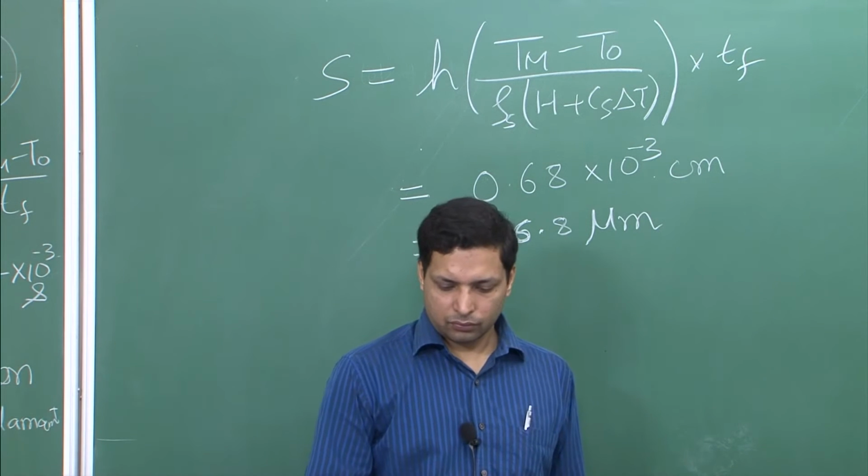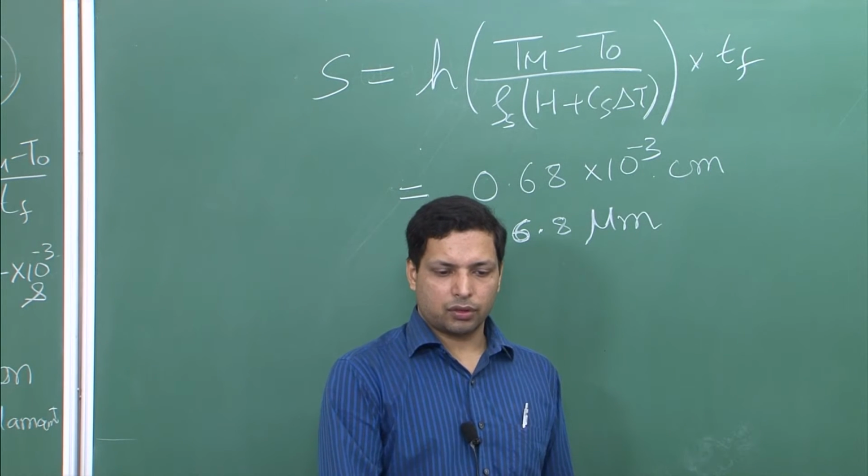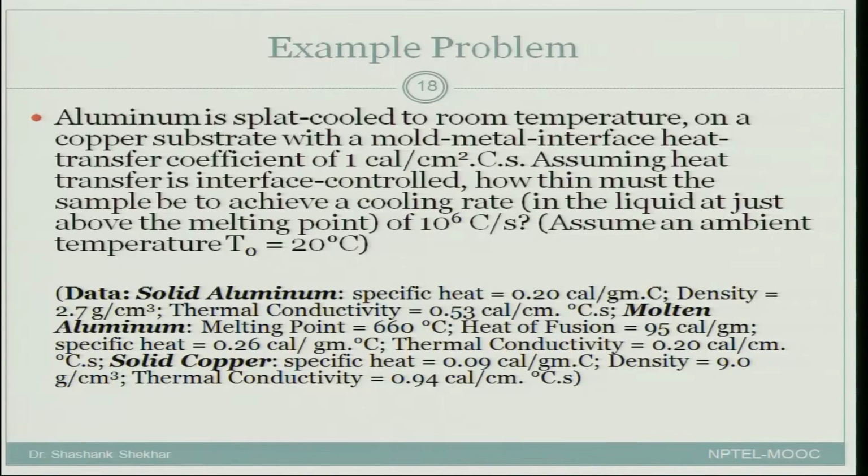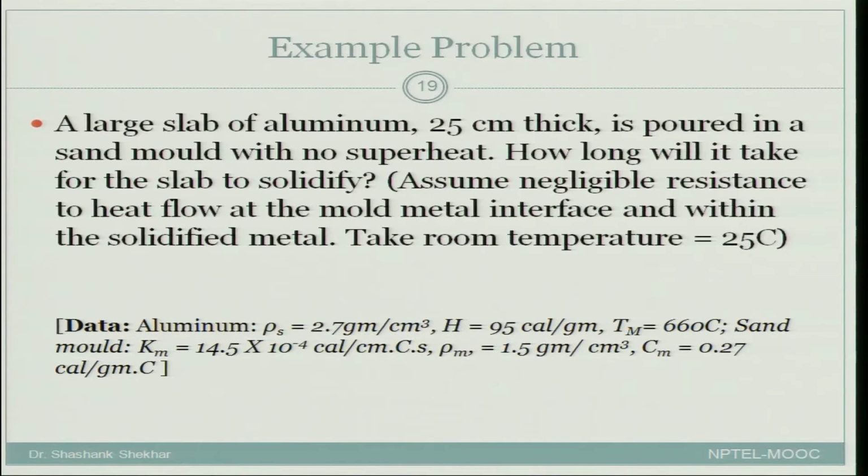Now let's solve another simple problem quickly, and this problem is about a large slab of aluminum, 25 centimeter thick. When I say large slab, it is poured, meaning it is in liquid state to begin with, and has to be made into a slab of this thickness. It is poured in a sand mold with no superheat. How long will it take for the slab to solidify?